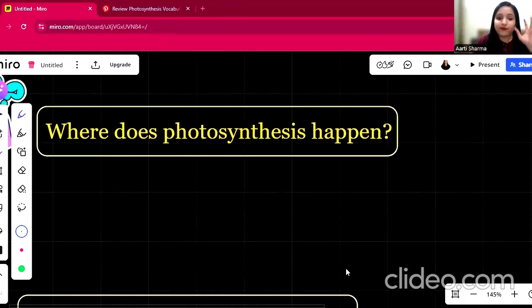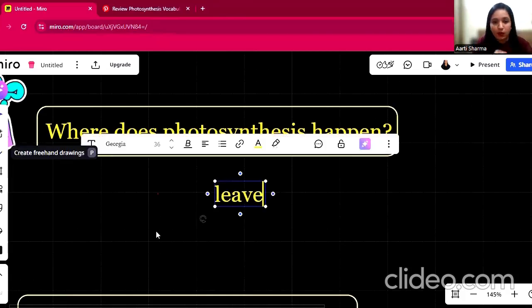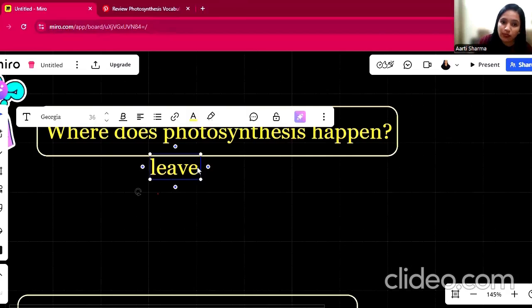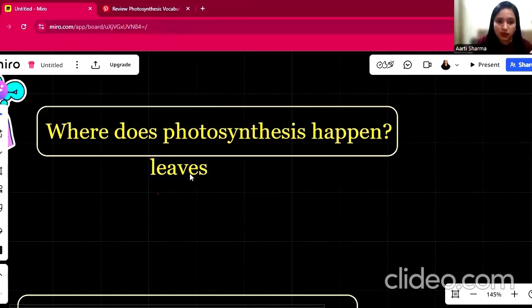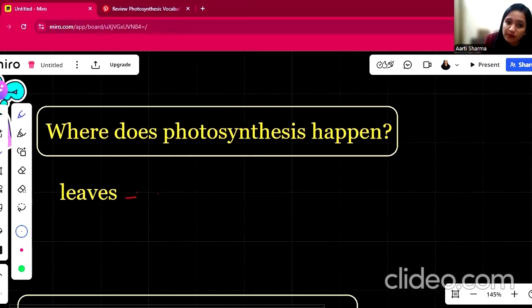Photosynthesis mainly occurs in the leaves of a plant, that I already told you. So this is the structure, the site exactly where your photosynthesis takes place. Leaves are the site where photosynthesis actually takes place. Inside the leaf cell, there are some small structures called chloroplasts. So inside the leaf, we have chloroplasts.